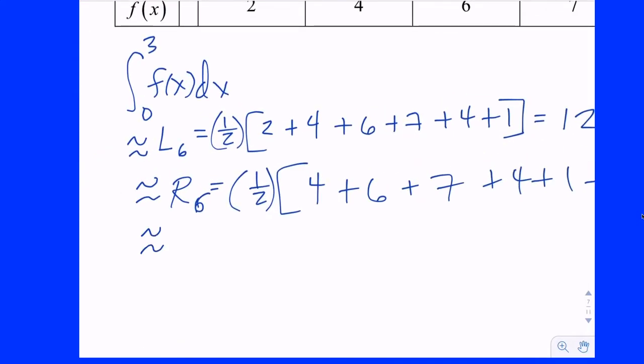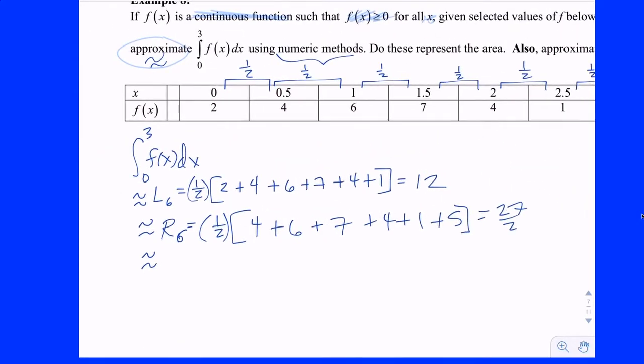Now the midpoint. Can I use the midpoint with 6 subintervals? Well, let's see. If I was going to use 6 subintervals, I would need to know the y value halfway between 0 and 1/2, which would be a 4th. Do I have that value? I don't. Okay? So I can't use 6 subintervals. But maybe I can use 3 subintervals.